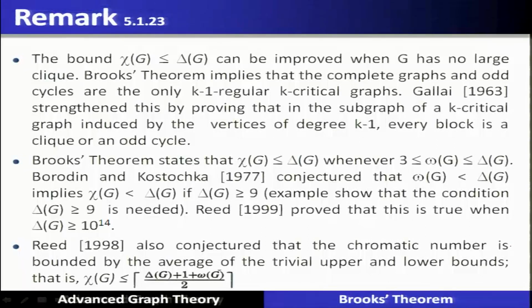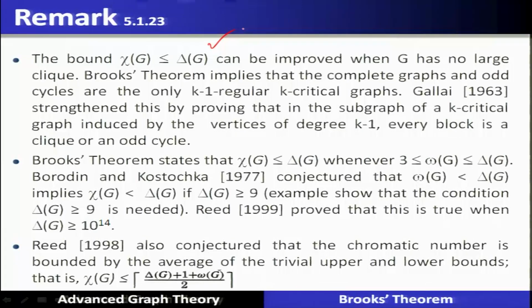The bound given by the Brooks theorem can be improved when G has no large cliques. The Brooks theorem implies that the complete graphs and the odd cycles are the only k-1 regular k-critical graphs. Gallai strengthened this by proving that in the subgraph of a k-critical graph induced by the vertices of degree k-1, every block is a clique or an odd cycle.